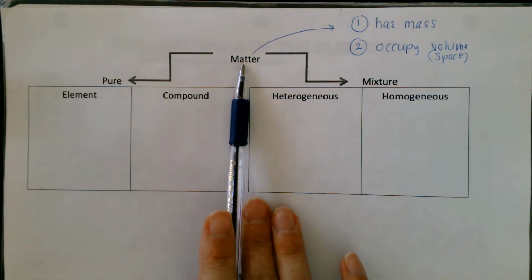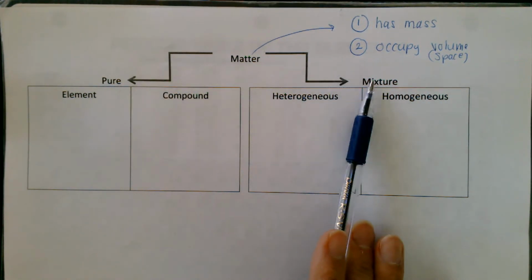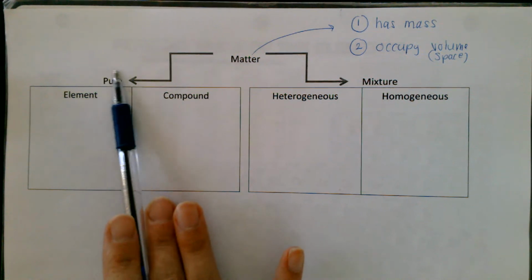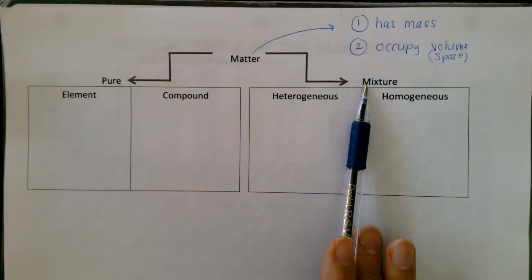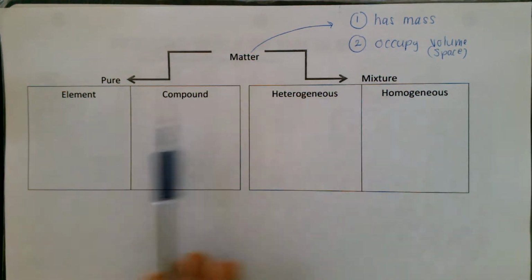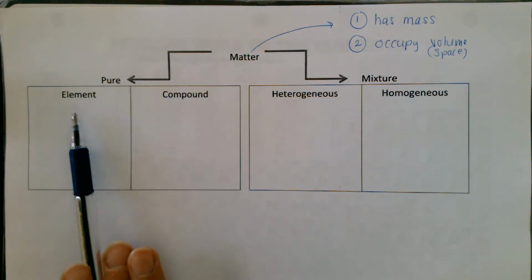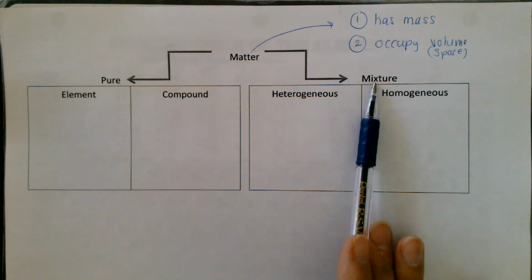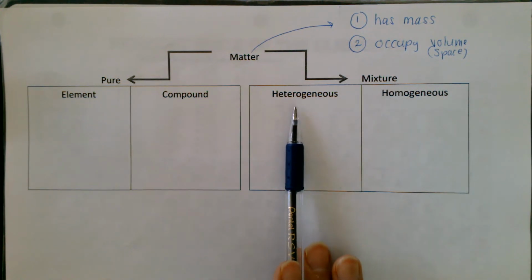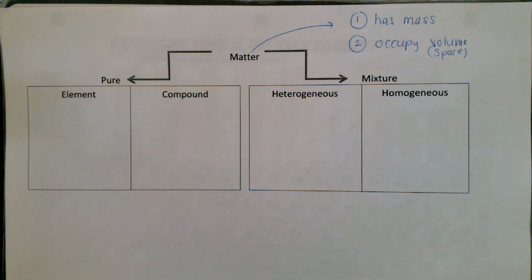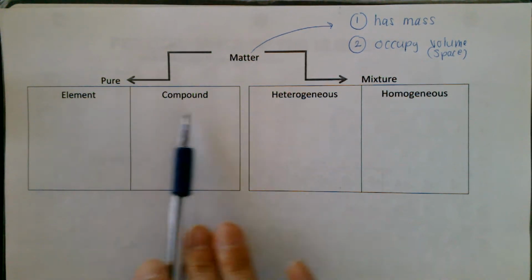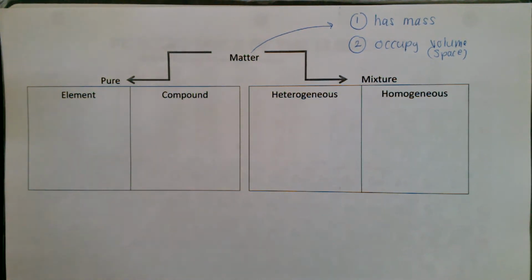So we classify matter into essentially two categories. We have a sample of matter that is pure, and we can have a sample of matter that is a mixture. When we talk about pure matter, we can have elements and compounds. With a mixture, a mixture can be heterogeneous or homogeneous. So we're going to go through all of those differences here. So the first thing I'm going to do is kind of define what this means.